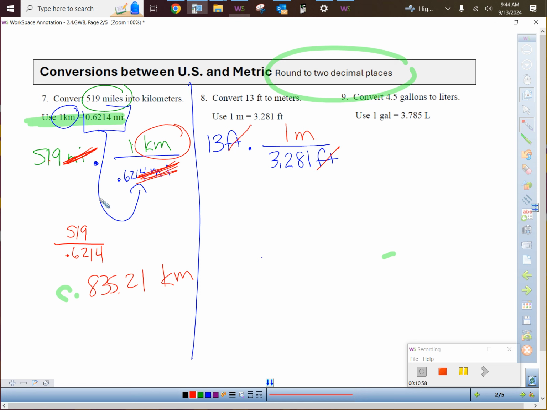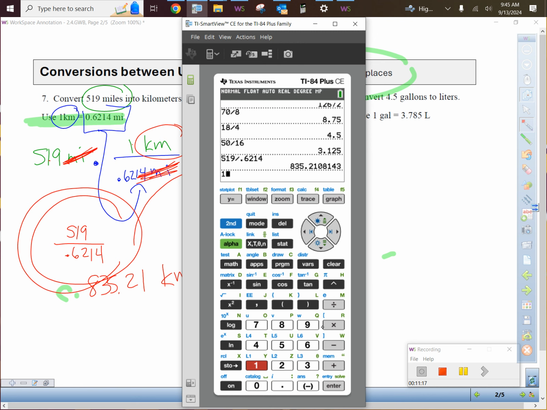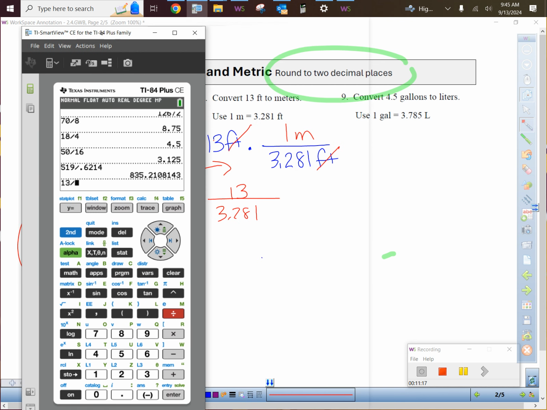And if you don't want to write this, if you're getting to the point where you can see what you're supposed to do with those numbers, it's going to be 13 divided by 3.281. If there's not much to multiply, that's fine. You can just punch that in. I'll punch that in. 13 divided by 3.281. And we'll round that to 2 decimal places. And you tell your neighbor if you made it 3.96 or 3.97.